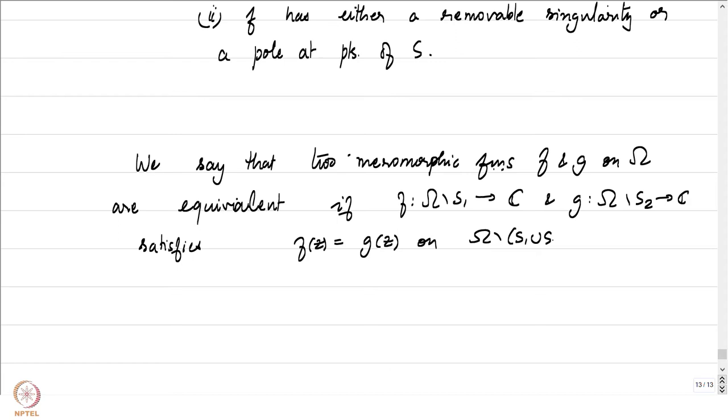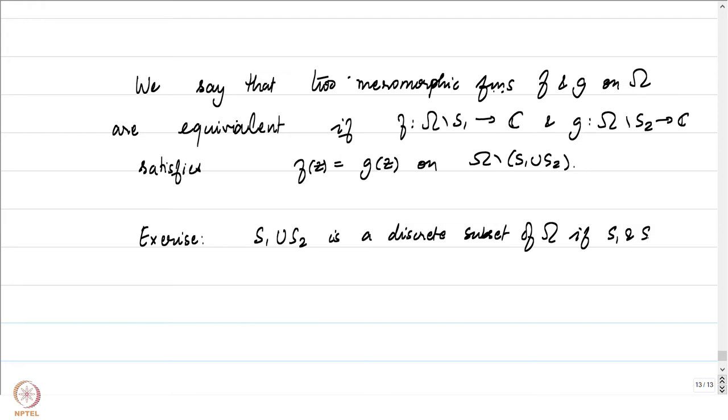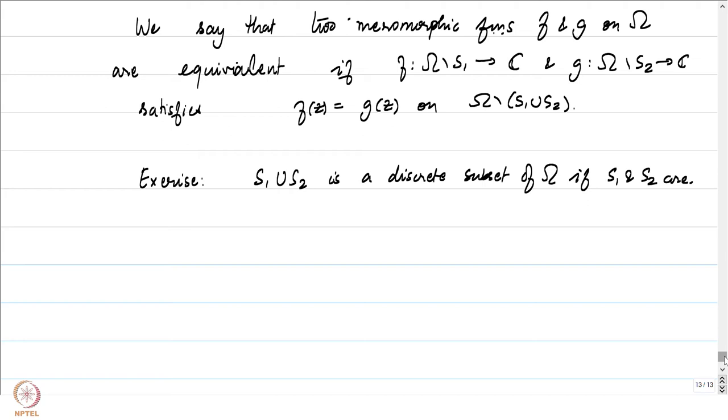So, I will give you an exercise here. You should sit down and check that if S1 is a discrete set and S2 is a discrete set, then S1 union S2 is a discrete subset of omega. And therefore, the equivalence relation is effectively telling us that if you look at omega minus S1 union S2, then the functions f and g are the same there.